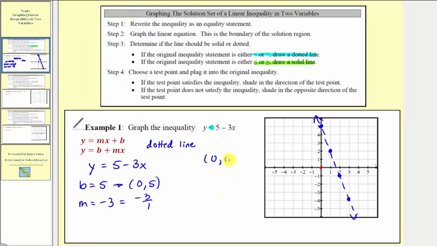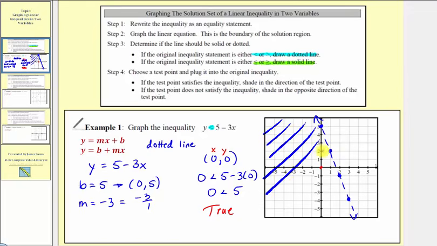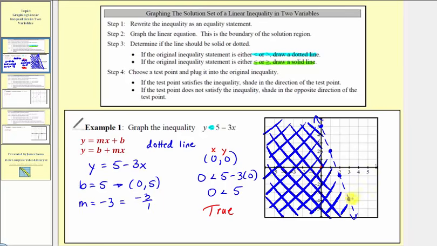So using 0, 0, we'll substitute 0 for x and 0 for y into our inequality. So we'd have 0 less than 5 minus 3 times 0. Simplifying, we have 0 less than 5, which is true. So we shade in the direction of the test point, or the same side as the test point, which would be this region here. This region, not including the line, contains all the points that would have ordered pairs that would satisfy the inequality y less than 5 minus 3x.